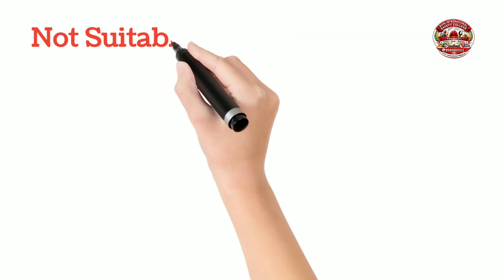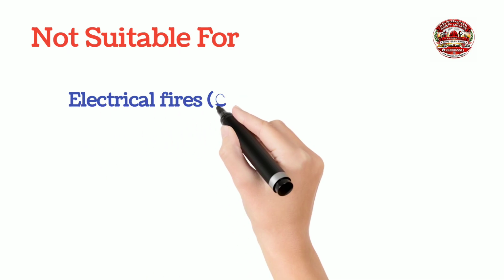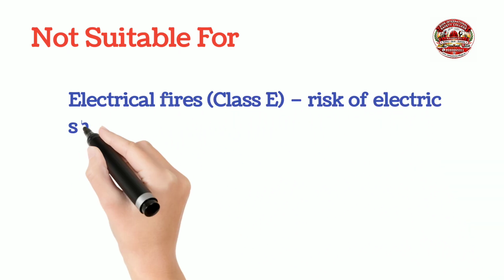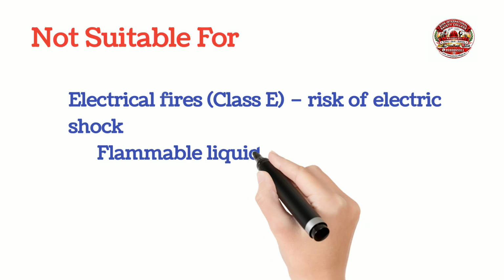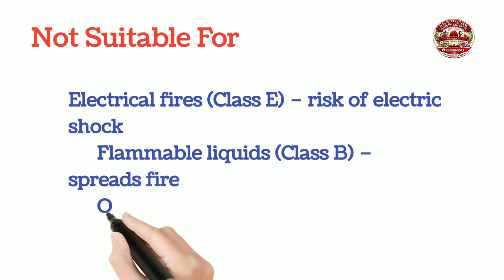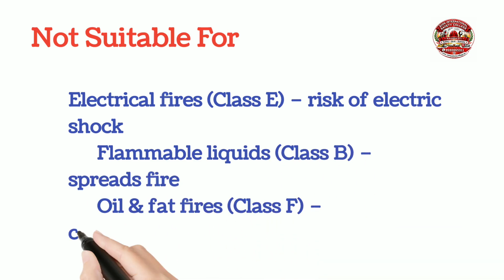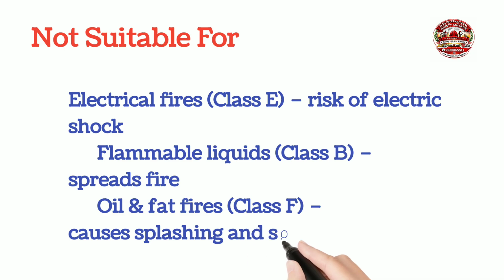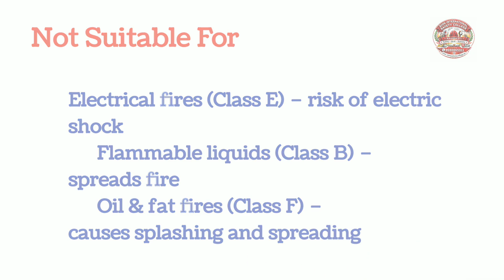Not suitable for electrical fires, Class E, risk of electric shock. Flammable liquids, Class B, spreads fire. Oil and fat fires, Class F, causes splashing and spreading.